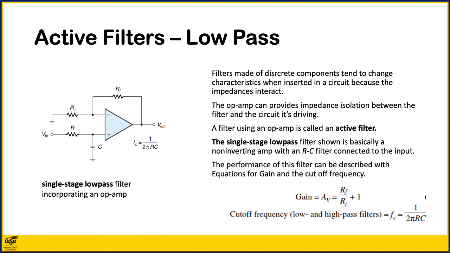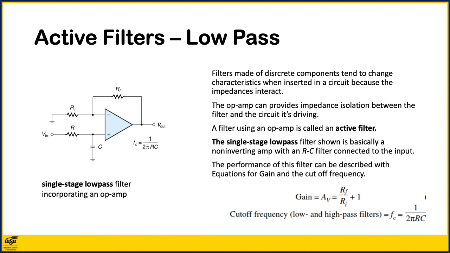Theoretically, filters can be constructed entirely from passive components: resistors, capacitors, and inductors. In practice, such filters tend to change characteristics when inserted in a circuit because the impedances interact. The op-amp can solve this problem by providing impedance isolation between the filter and the circuit it's driving, and provide some gain as well. A filter using an op-amp is called an active filter.